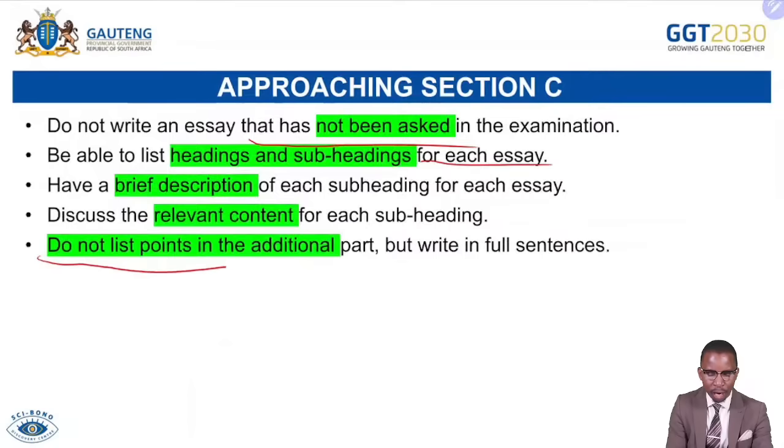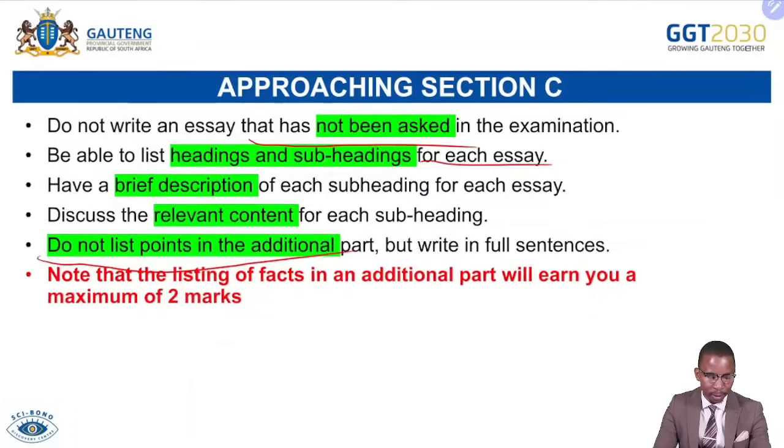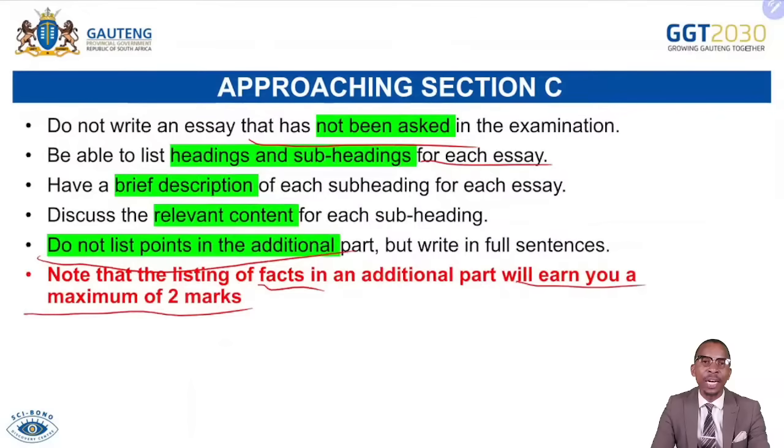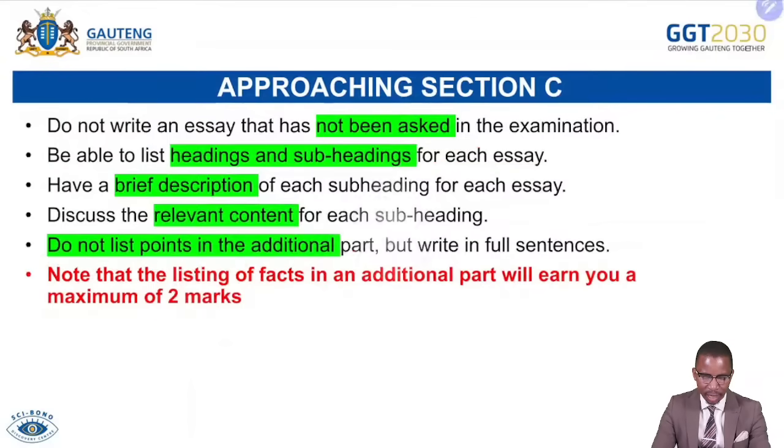It is important to avoid listing points, because if you list in the additional part, you will be getting a maximum of 2 marks. If you list points or provide examples, you guarantee yourself 2 marks over 10 if that listing is correct. So avoid listing, answer in full sentences. Note that the listing of facts in the additional part will earn you a maximum of 2 marks if that listing is correct. Even if you listed 10, we clump it together and give you 2 marks if they are all correct. Then these are paper 1 essays.